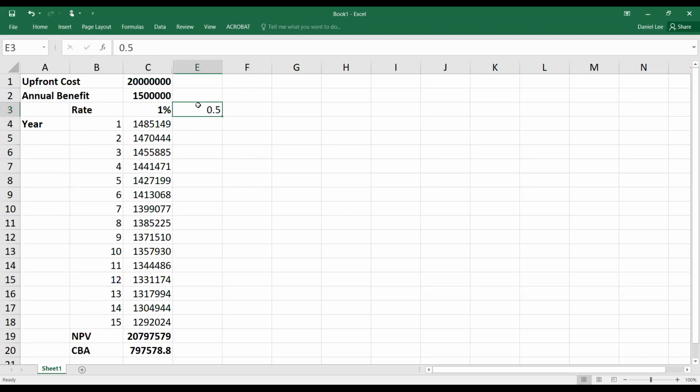So let's see if a number that's lower also passes cost benefit. All I've done is use that same formula, but change our discount rate. And already it looks like with a lower rate, our present values are higher. Here we have 1.48, here we have 1.49.